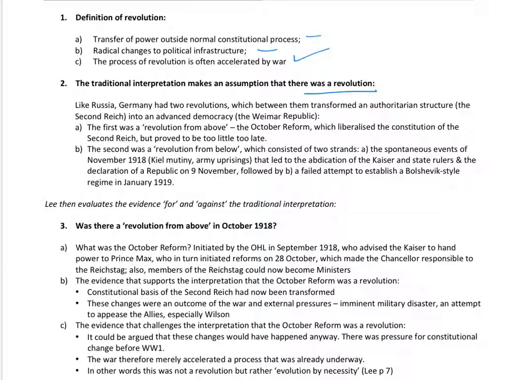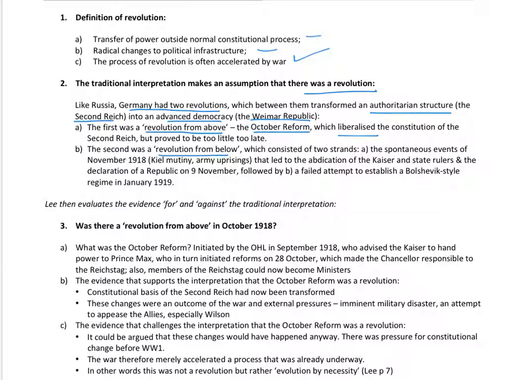Okay, so the traditional interpretation, Germany had two revolutions, which between them transformed the authoritarian structure of the Second Reich, the Kaiserreich, into an advanced democracy, the Weimar Republic, and that happened in two stages according to the traditional interpretation. Firstly, there was a revolution from above, which was the October Reform, which liberalised the constitution of the Second Reich, but proved to be too little too late. The second was a revolution from below, which consisted of two strands.